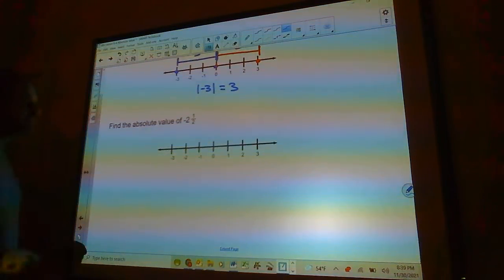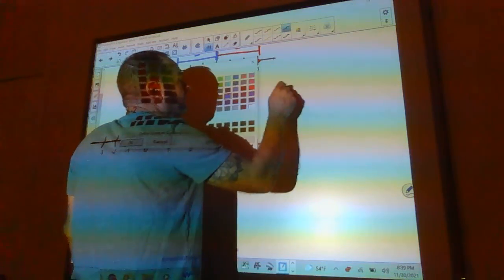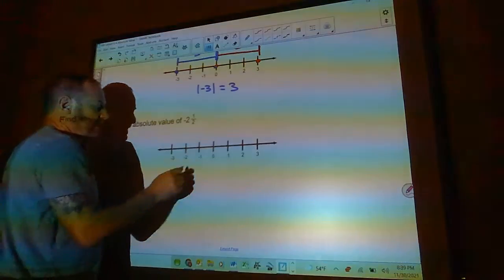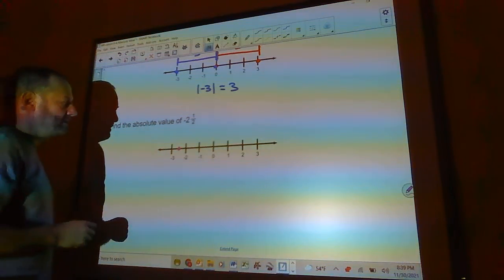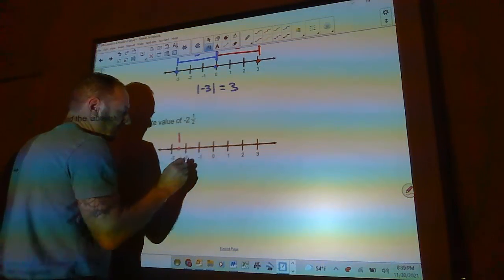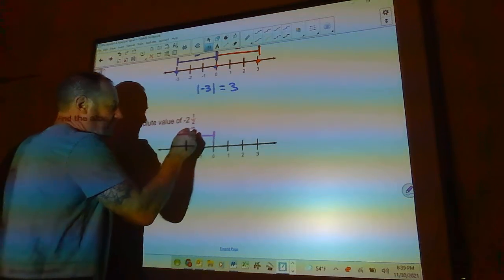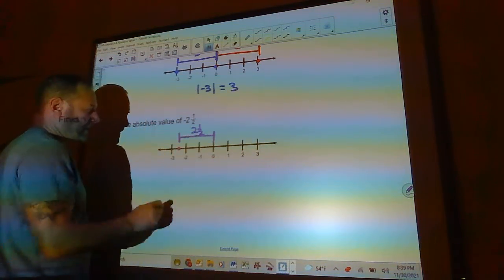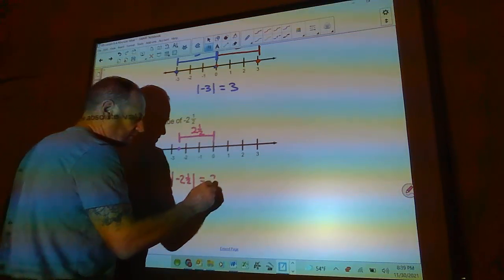Find the absolute value of negative 2.5. Well, negative 2.5 would be right here on the number line. The distance between negative 2.5 and 0 would be 2 1/2. So the absolute value of negative 2 1/2 is 2 1/2.